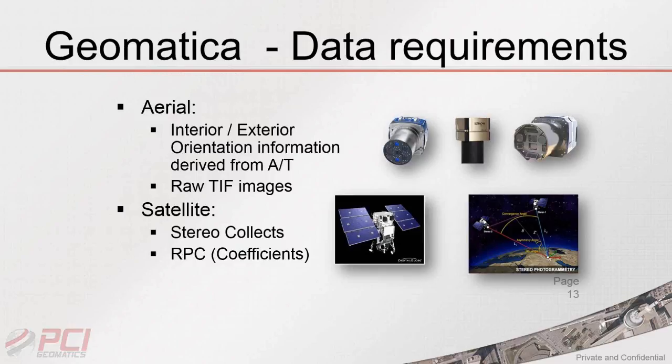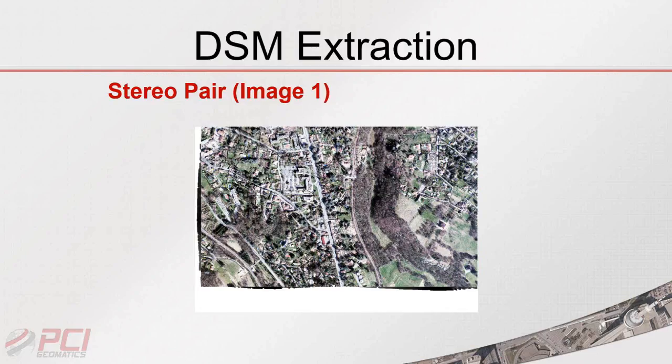Same holds true for satellite imagery. Stereo collects are possible with satellite imagery and are very common now with WorldView, GeoEye, Pleiades. These are all the different sensors that do collect stereo imagery, and Sean will actually be showing one of those. Concept is pretty straightforward.